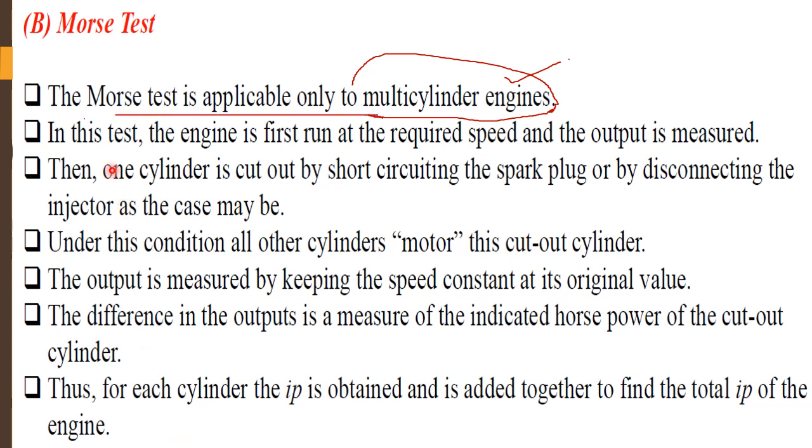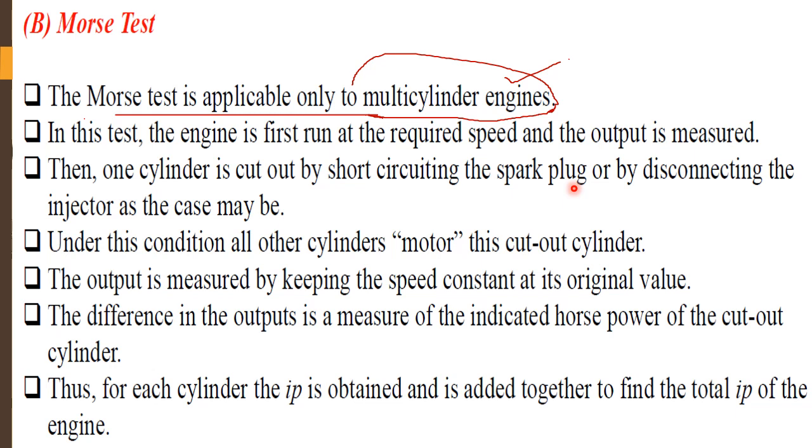So what happens in this test? The engine is first run at the required speed and the output is measured. You can go for full load, part load or no load condition. We have to test the engine first at the required speed and measure the output. After that, if it is a petrol engine, one cylinder is cut by short circuiting the spark plug.